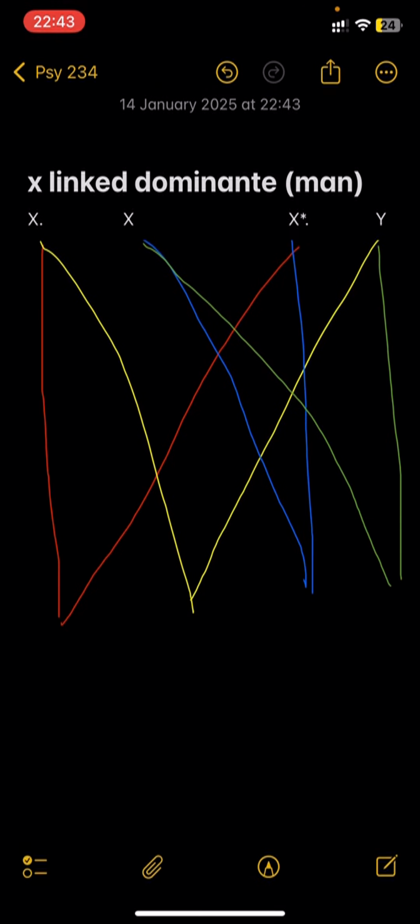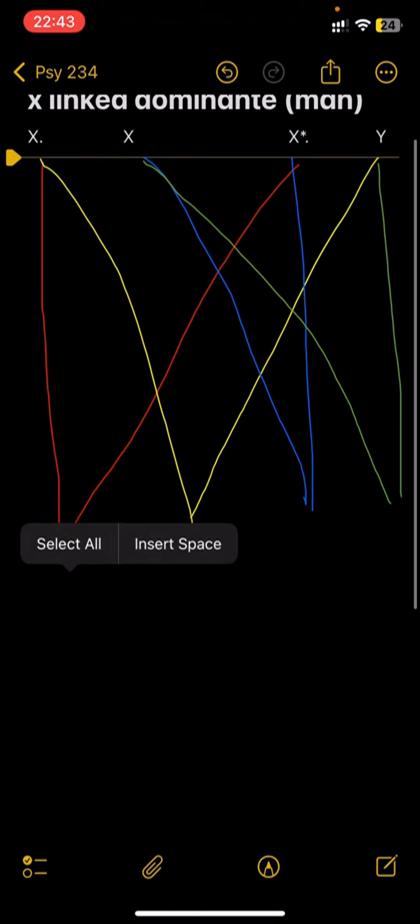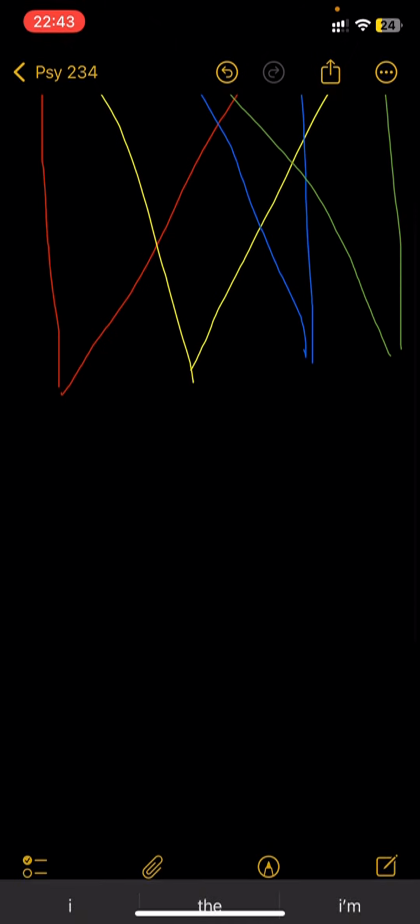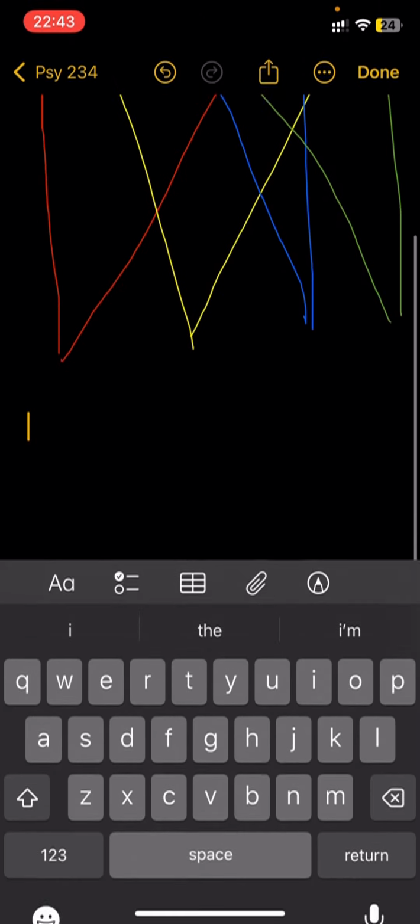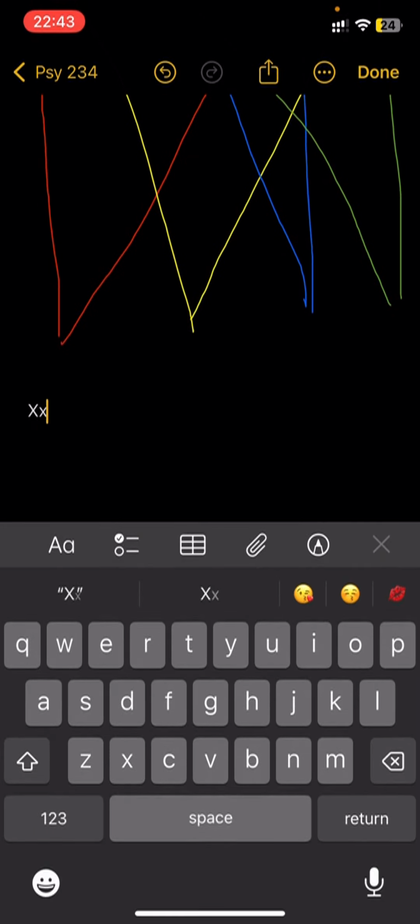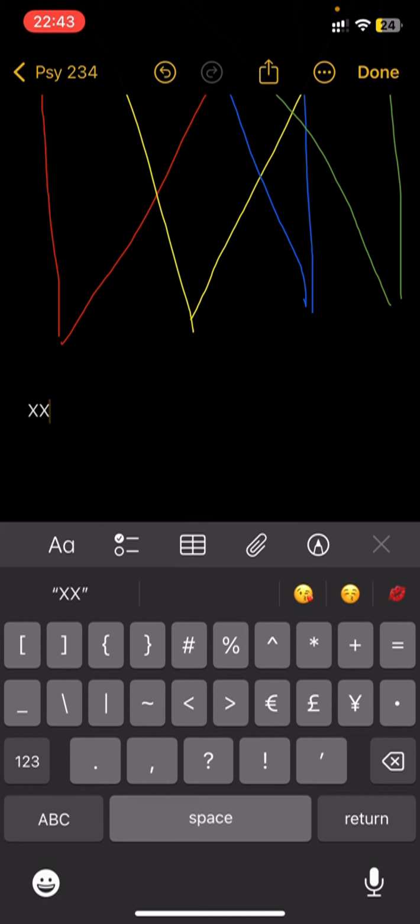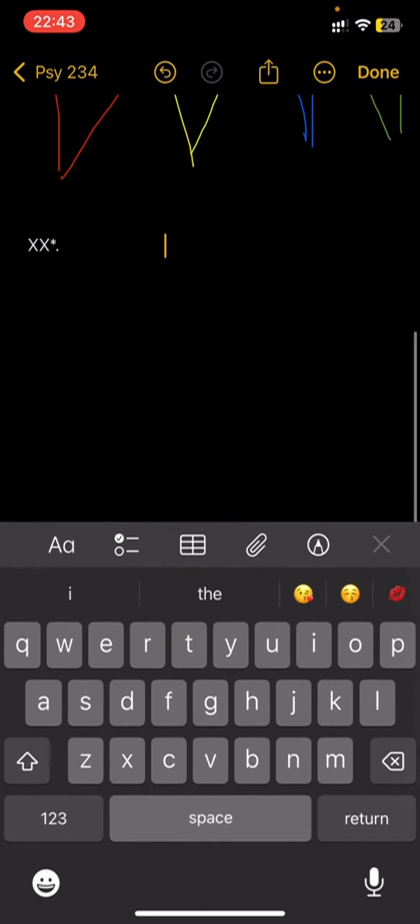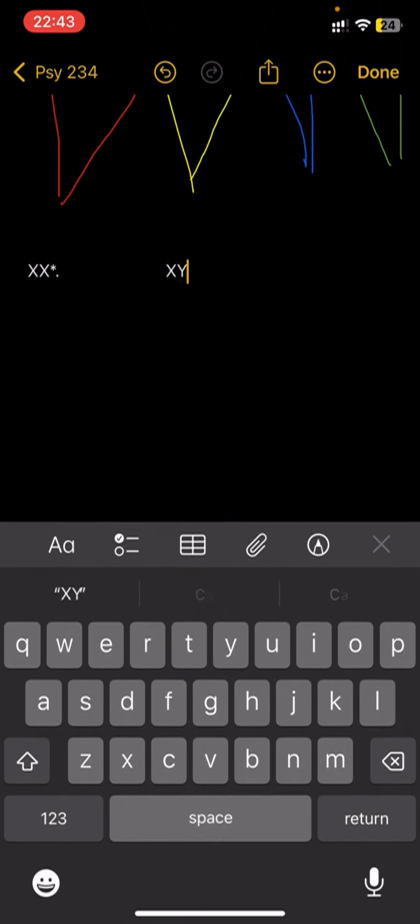Now, for dominant, if the man has it, the book said all of his daughters will definitely have the disease. Meaning that even if you just have one gene, you will have it. So now let's see why all his daughters have the disease. So this would be XX. Then under the yellow, that will be XY.